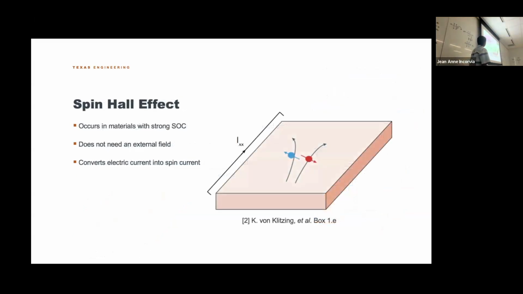So I'll briefly cover the spin Hall effect because we didn't cover this, and there's also the supplemental material in lecture 17, I think. This occurs in materials with strong spin orbit coupling, and it doesn't need an external magnetic field. The key feature of this is it converts electric current into spin current. There's also the inverse spin Hall effect, which converts spin current into current. These two conversions are key features used to make different devices.